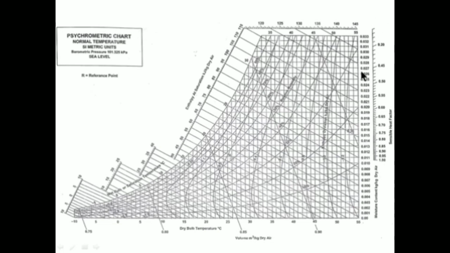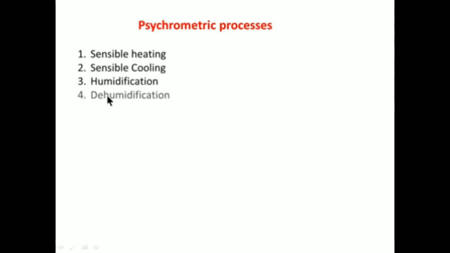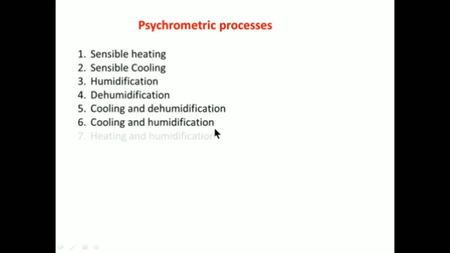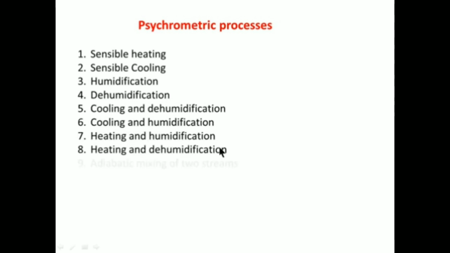Now this is one scale known as the sensible heat factor scale, which shows the various values of sensible heat factor. What sensible heat factor is, we are going to see further. Now what are the various psychrometric processes? Starting with sensible heating, followed by sensible cooling, humidification, dehumidification, cooling and dehumidification, cooling and humidification, heating and humidification, heating and dehumidification, and lastly adiabatic mixing of two streams.